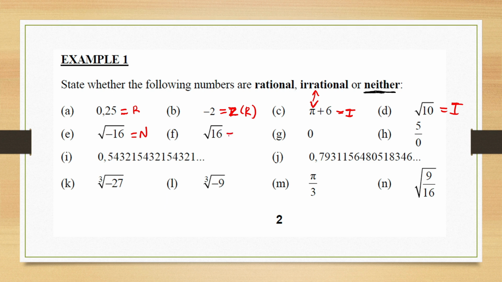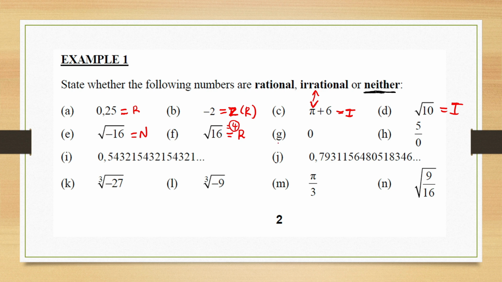Yes, so F is basically a rational number. Why? Because this is a square root of a perfect square, and the square root of 16 is equal to 4, and this very same 4 is also a whole number, and it's also an integer. Whole numbers and integers are basically rational numbers.